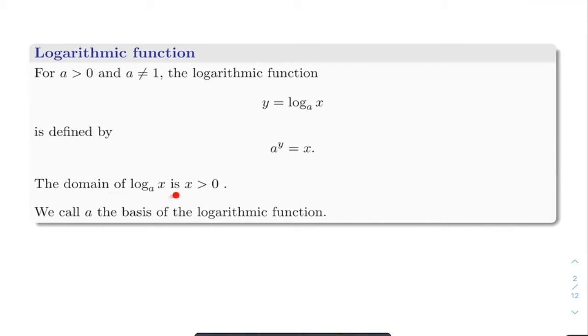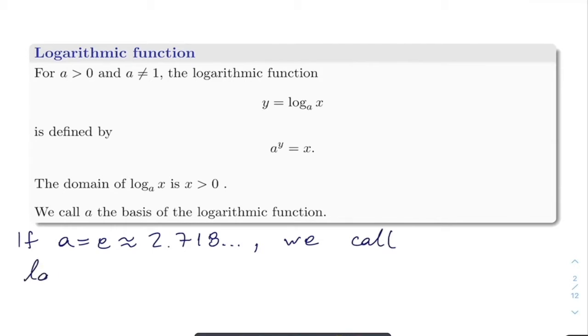So the domain of this function is all the positive numbers, and we call the number a the basis of the logarithmic function. A very special case and a very important one will be if a is equal to the number e, which is approximately 2.718. In this case, we call log base e of x, ln of x, which is also called the natural logarithm.